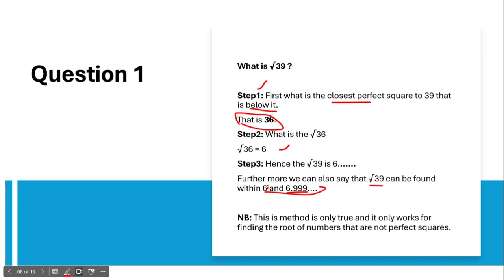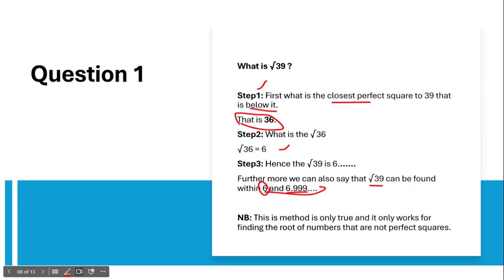So this is a mistake. This should be 6.1, yes, this should be 6.1 or 6.0001. I just put 6 there to avoid the infinity part of the decimal portion. So yes.